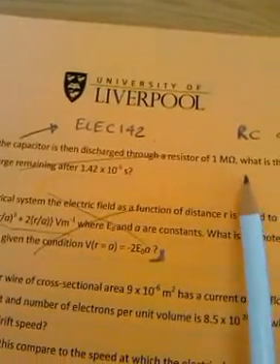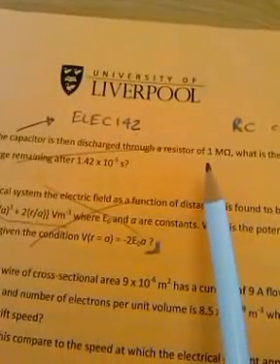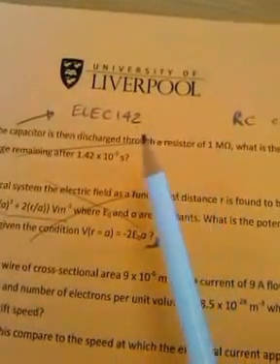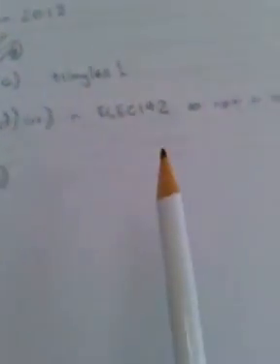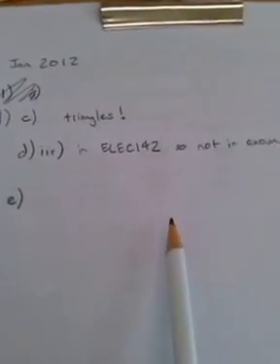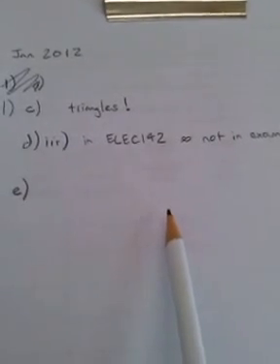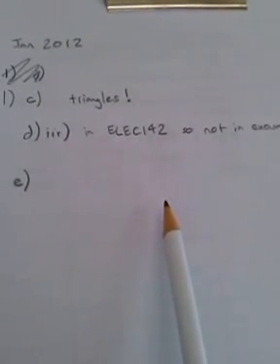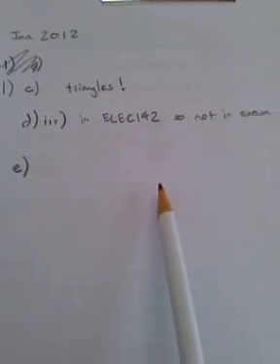This one asks you about a capacitor being discharged through a resistor. This is an RC circuit and it's looking at the time constant, and this is actually covered in ELEC142, so it won't be in the exam for ELEC120. Going on, I'm going to talk finally in this video about 1E.